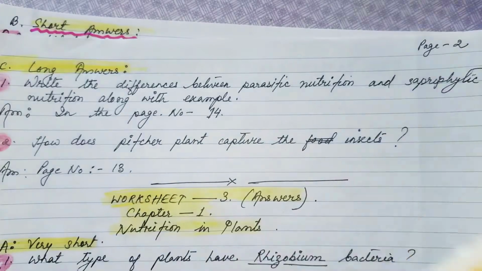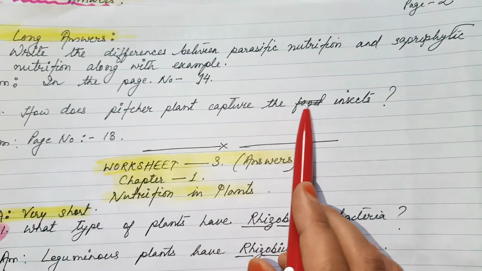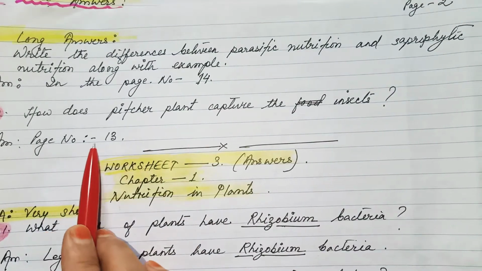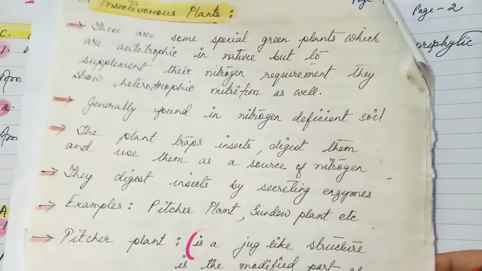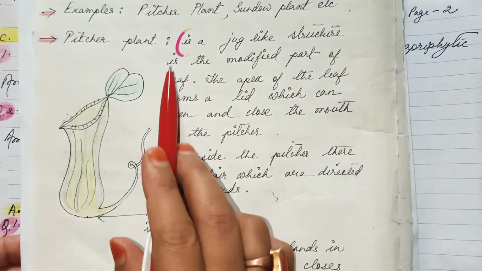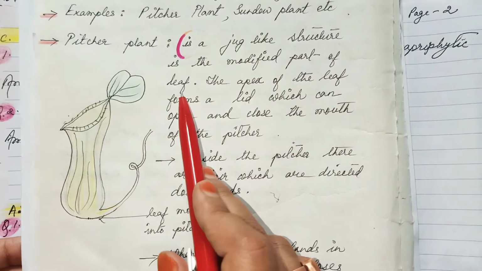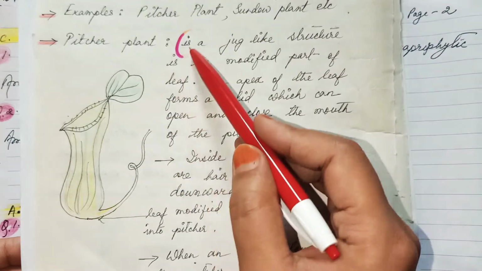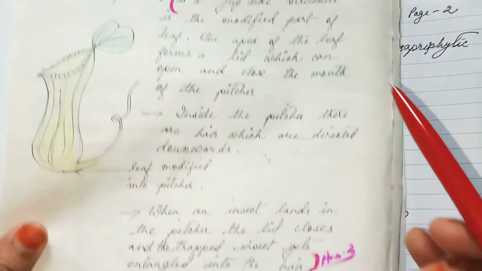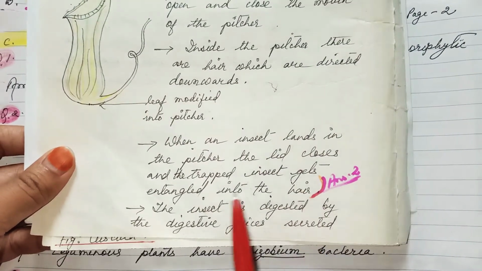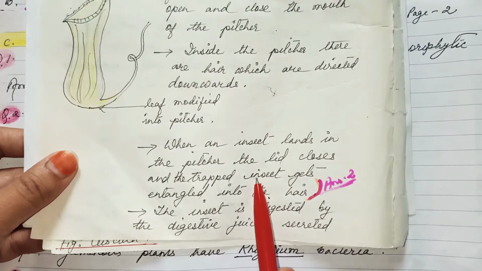And then you have to write the example also. Then in question number 2: how does the pitcher plant capture insects? This is on page number 13. Here on page number 13 it is given that a pitcher plant is a jar-like structure, a modified part of the leaf. From here, "the pitcher plant is a jar-like structure," you have to start the answer, and up to "entangle into the hair" you have to write the answer for this question.